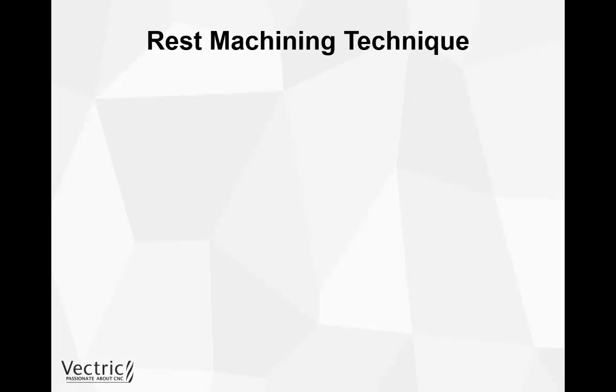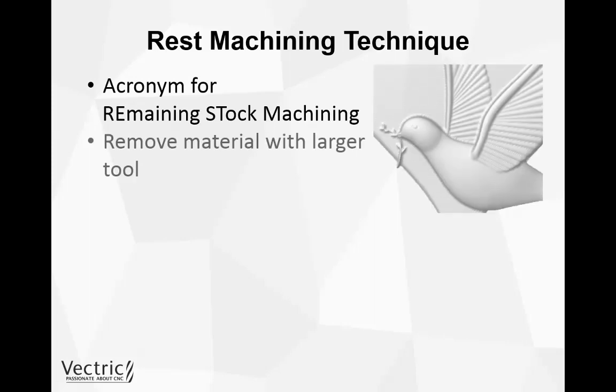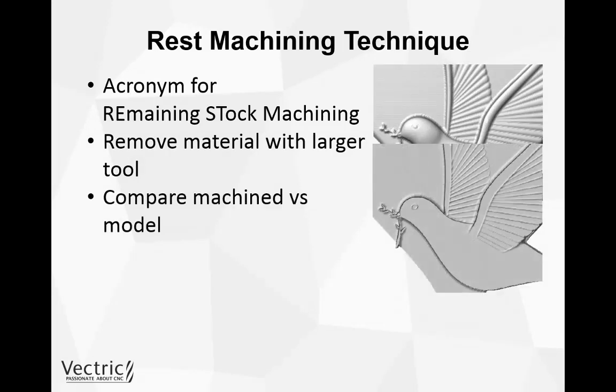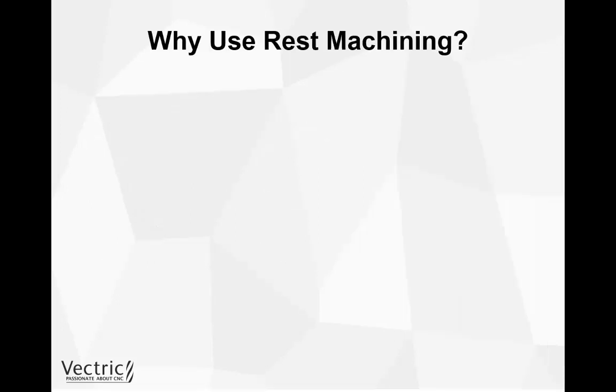So, REST machining. REST machining is an acronym for remaining stock machining. It is the process where we go ahead and remove the majority of the material first with a larger tool. We then go ahead and compare the machine model versus the model we actually wanted to machine. And then what we do is we create a toolpath which then goes ahead and removes all those unmachined areas with a smaller tool.